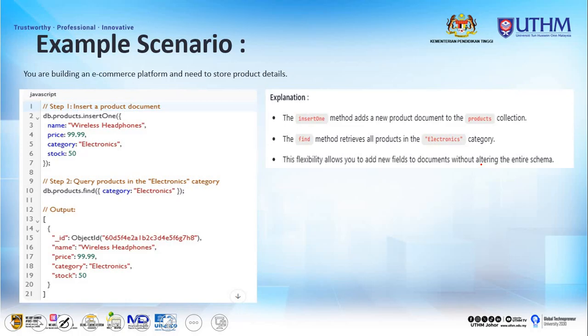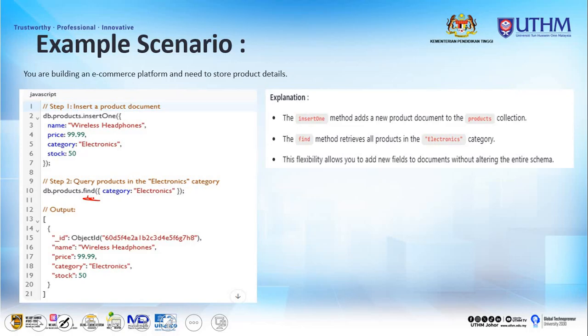Step number 2, we want to query the products in the electronic category. So we just select category called electronic. The output will show you name wireless headphones, price 99, category electronic, and the stock is 50. So the insertOne method adds a new product to the product collection, and the find method retrieves all the products from the category called electronic.